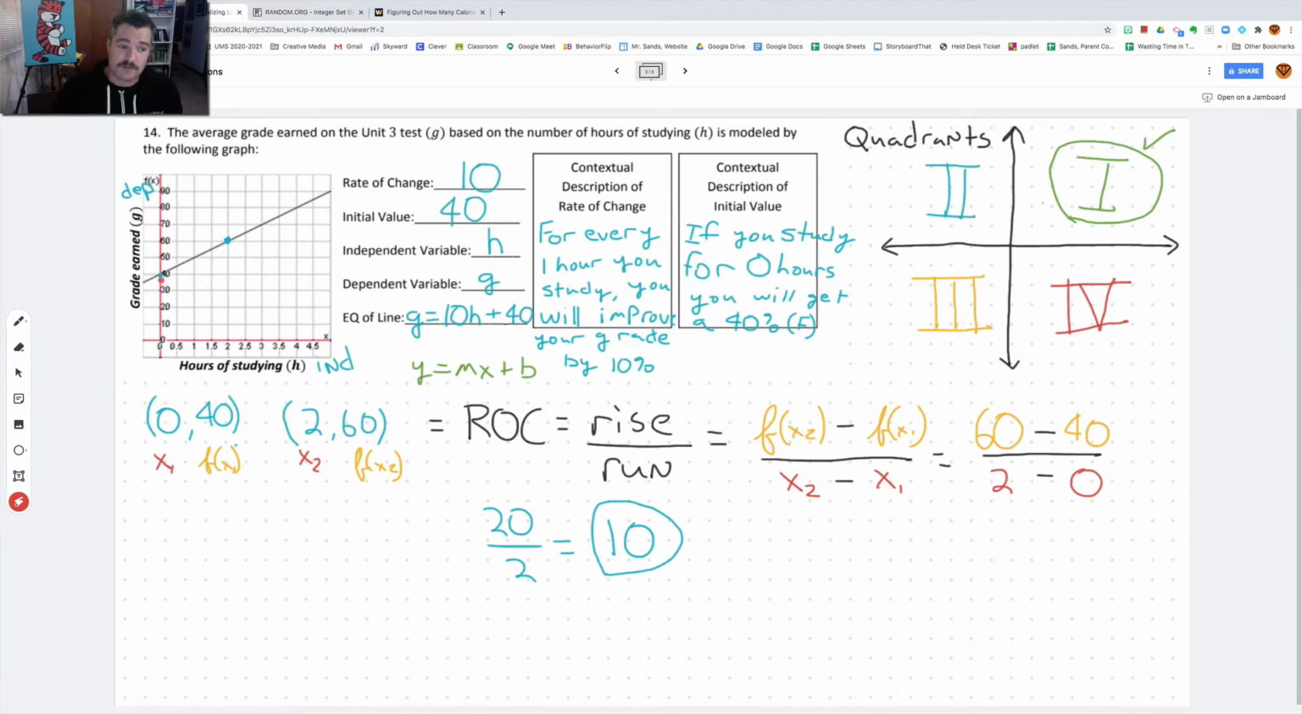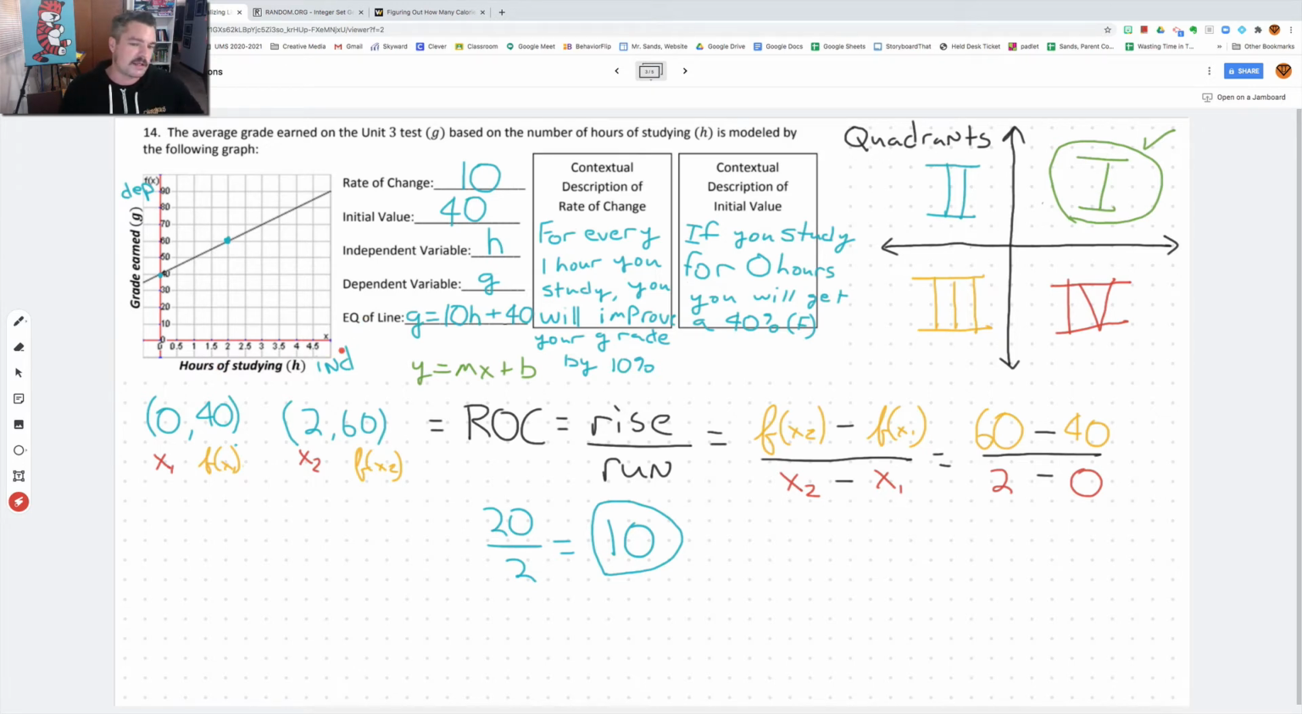If we're also given a graph, we can find the initial value fairly easily, because if we're not studying any hours here, they're saying that we would get a grade of 40%. So that's our initial value of 40. Now what does that mean? That means that if you study for 0 hours, you will probably get a grade of 40% or an F, which is not that great, so that's why we need to study.